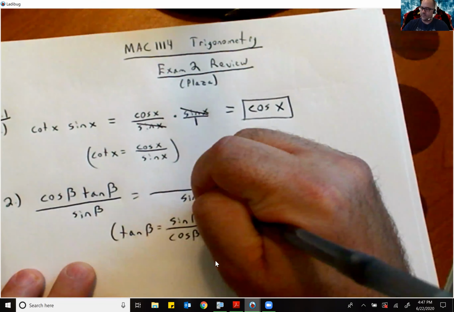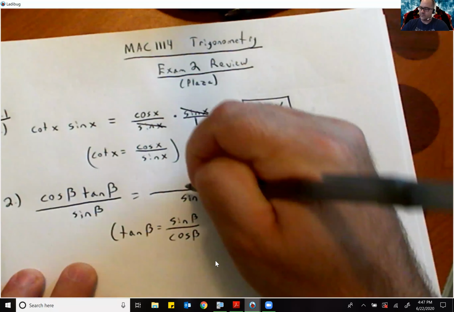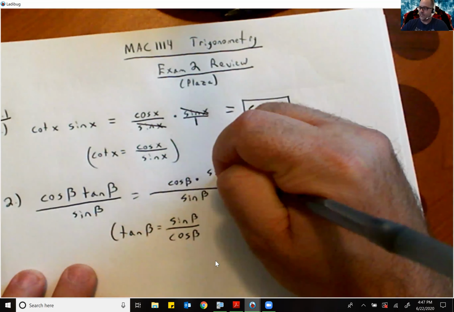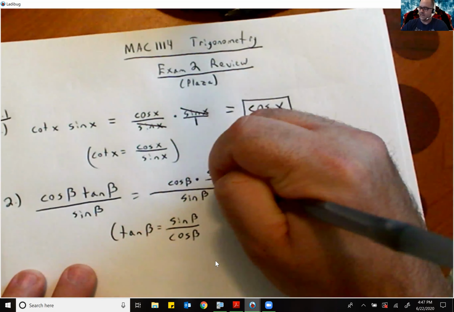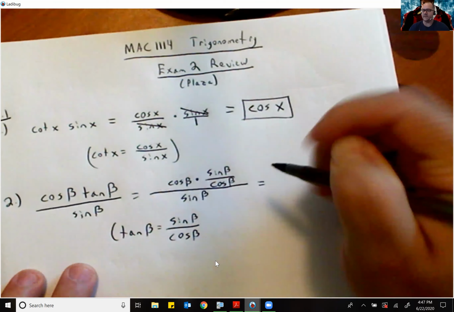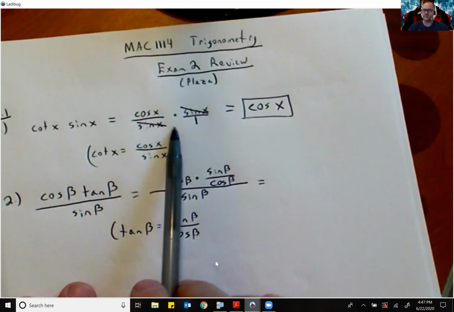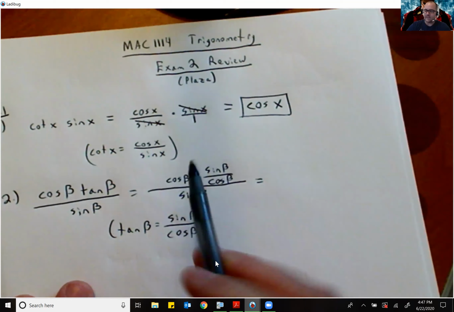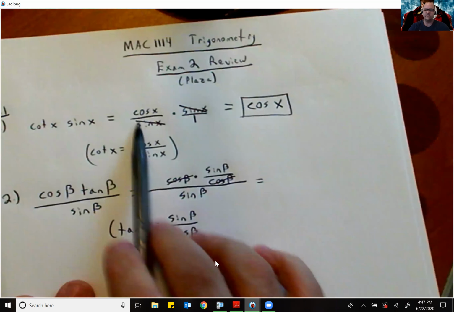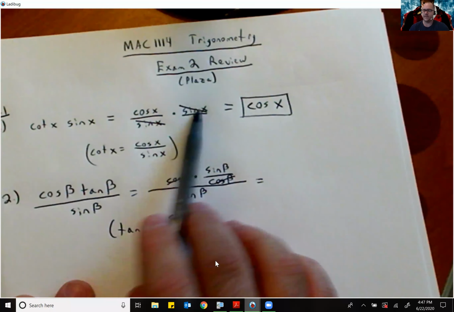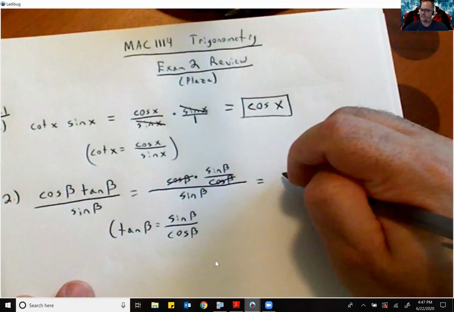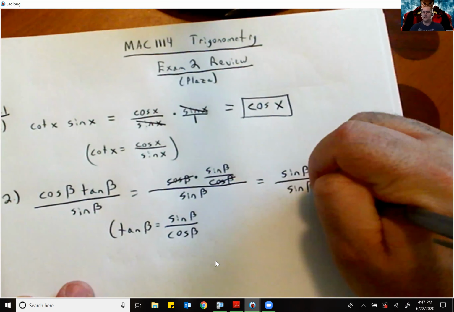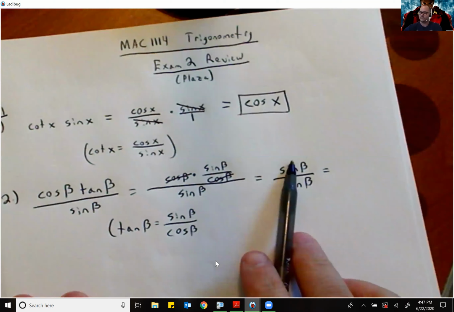And so what we have is this. You've got sine beta on the bottom, and up top you've got cosine beta times sine beta over cosine beta. So what's going to happen right here is a lot like what just happened right up here. It's just the reverse of this. This time you have cosine that's multiplying this fraction, and the cosines are going to cancel out. It's the same situation that we just had right here, but with cosines being in these spots. And so that's going to leave you in the numerator with sine beta over sine beta. And when you take sine divided by sine, that's 1.